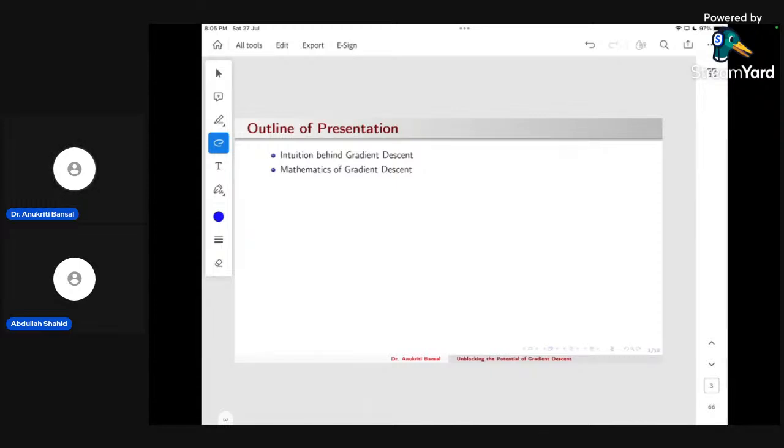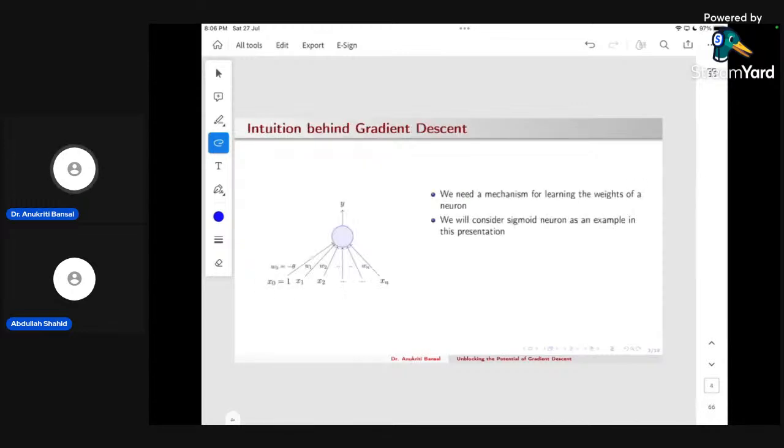The first segment of the presentation includes the intuition behind gradient descent: what gradient descent is, why we need it, and why it has become the core of all the machine learning and deep learning algorithms we see today. In the second part of the presentation, I am trying to explain the mathematics behind gradient descent. So let's start with the intuition.